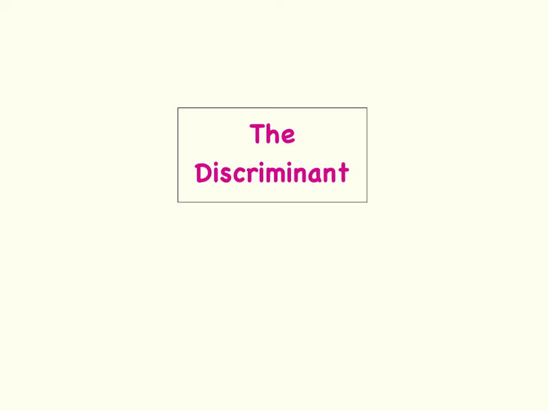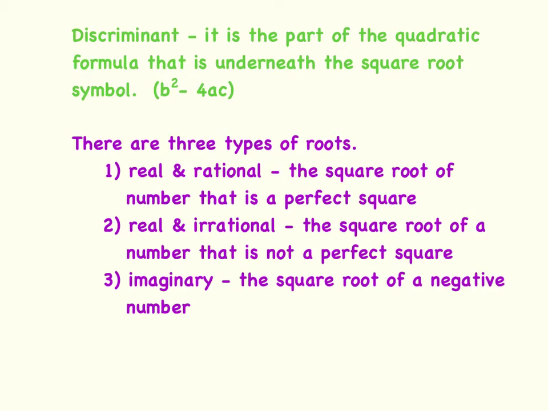Let's get started. The discriminant is the part of the quadratic formula that is underneath the square root symbol. It is the b squared minus 4ac. Understanding the discriminant is important because it can tell us the types of roots that we are going to have, meaning the types of solutions, and how many.